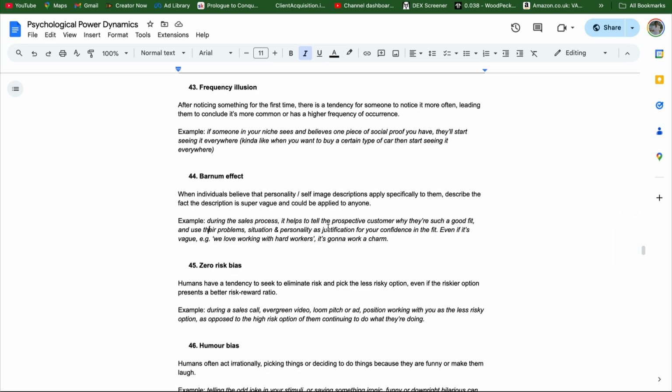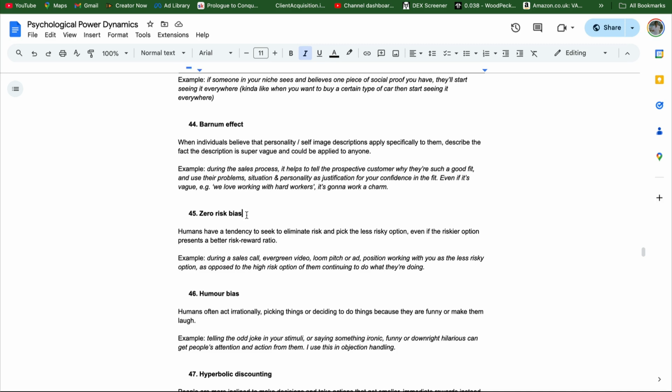Another example is during the sales process, it helps to tell a prospective customer why they're such a good fit and use their problem, situation, and personality as justification for your confidence in the fit. Even if it's vague, right? We love working with hard workers. It's going to work a charm, right? So if you're working with a creator and you're like, oh my God, the reason you're going to be such a good fit is because right now you're facing X problem and you're in this situation, but you're such a hard worker and we love working with hard workers. It's so powerful, right?